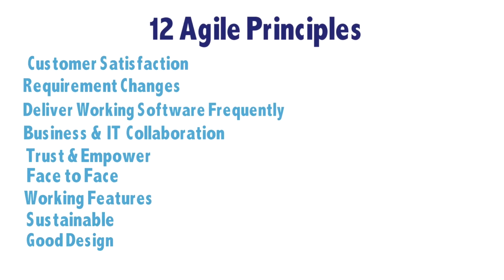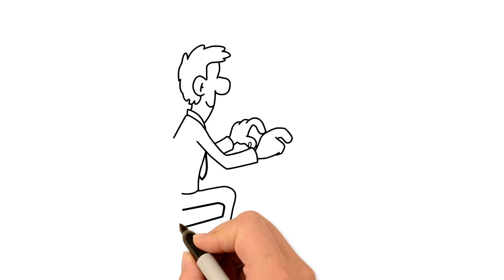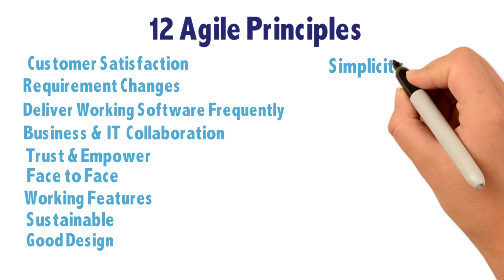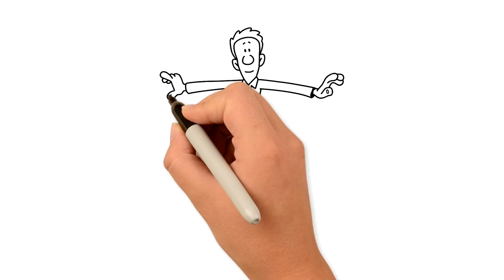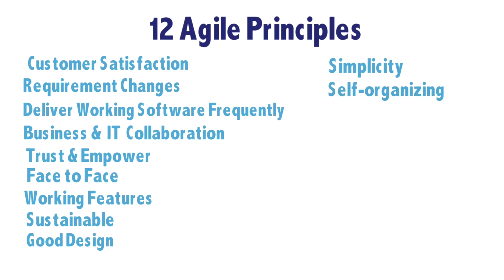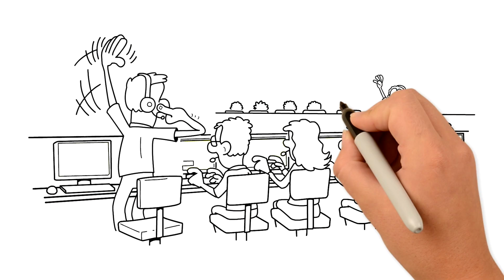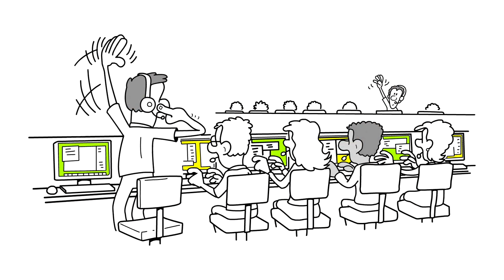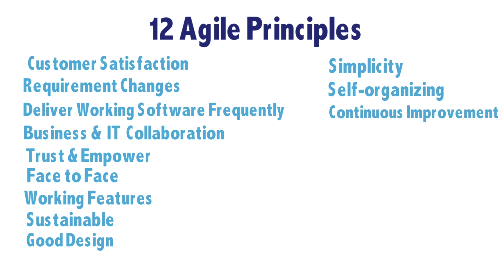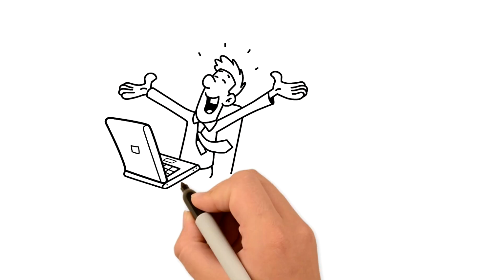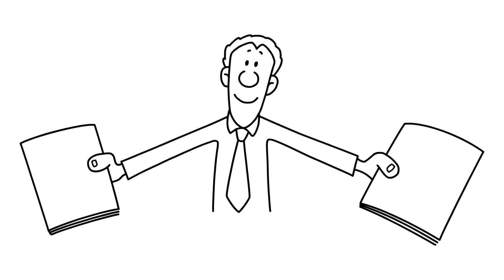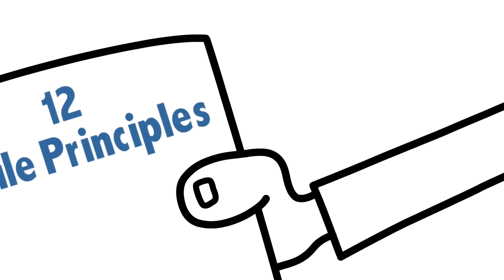Good design. Continuous attention to technical excellence and good design enhances agility. Simplicity. The art of maximizing the amount of work not done is essential. Self-organizing. Best architecture requirements and designs emerge from self-organizing teams. Continuous improvement. At regular intervals, the team reflects on how to become more effective and adjusts. This concludes our 12 Agile principles and 4 Agile values.